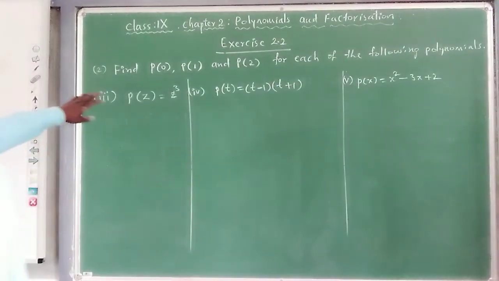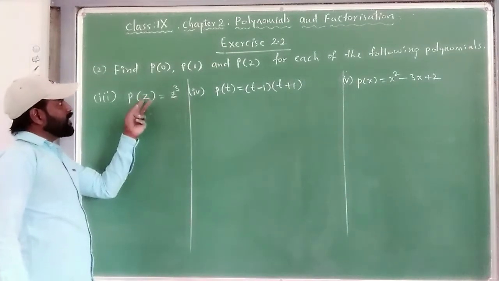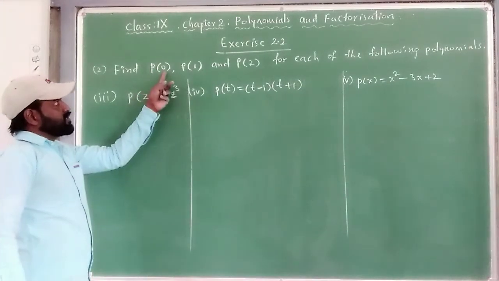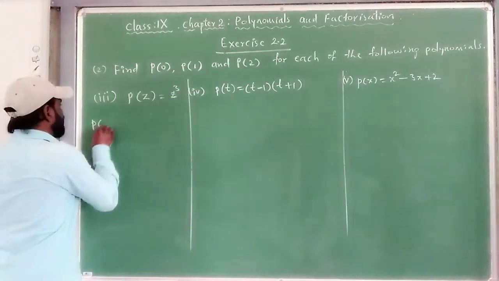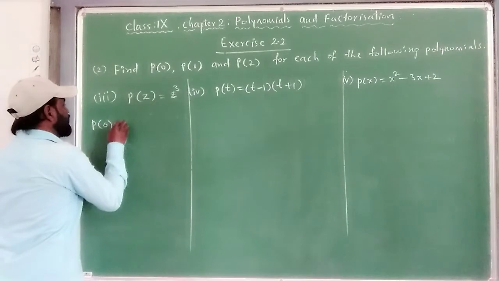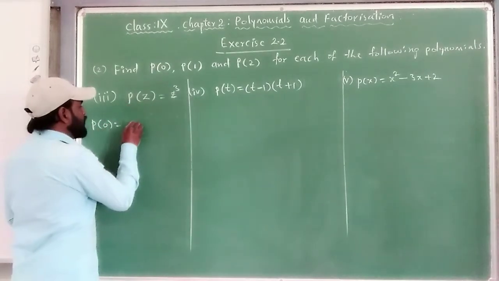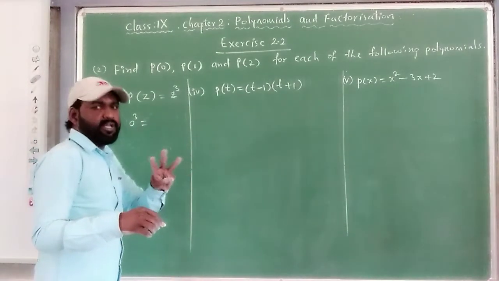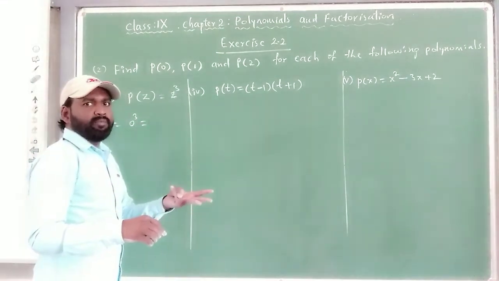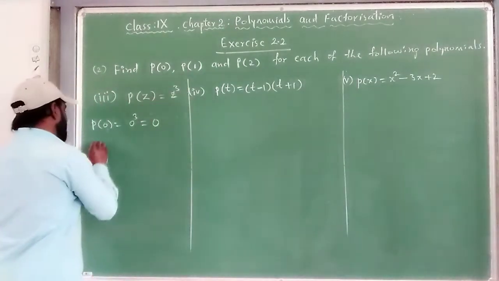This is the next one. P of z is equal to z cube is given. What is the variable? Z. In place of z, 0, 1 and 2. Same as the previous one. P of 0 is equal to, in place of z, we are writing 0. 0 cube means 0 into 0 into 0, 3 times. However many times you multiply 0, we get the same 0 only. That's all. Next, P of 1.